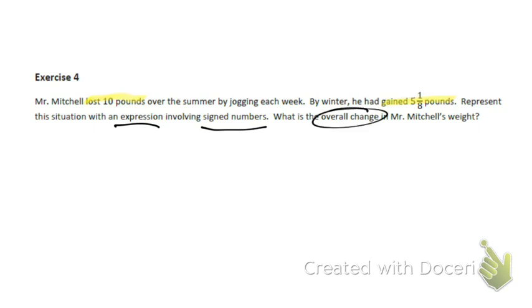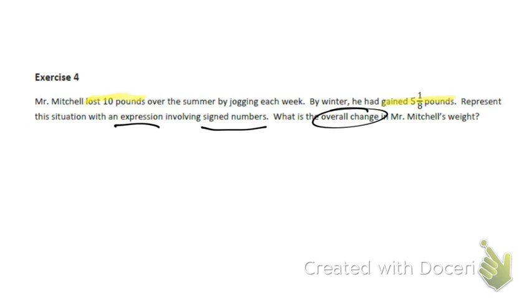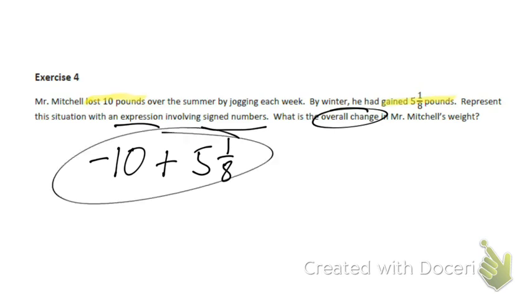So if I'm writing expressions, it's just like writing a math problem based off of this word problem, right? What's the first thing that happens? He lost 10 pounds. So if you lose it or lost it, it's a negative. Then he gained, so you're going to add 5 1/8. And they want to figure out what's the total change. So basically, we've got to add these two numbers together.